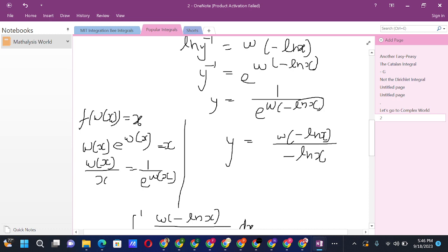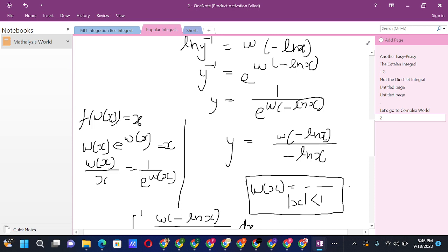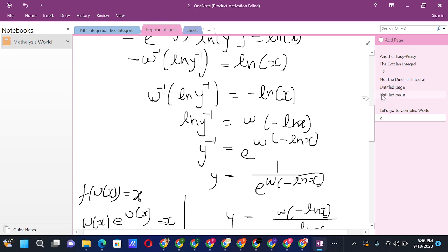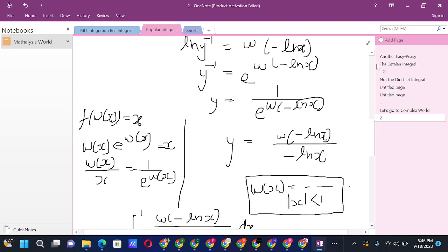Over here, when we got y equals lambda of negative ln x by negative ln x, for the lambda of x series to actually converge, the modulus of x should be less than 1. If we had used this fact, we would have found out earlier as well. So now let's see what happens when we know that fact.